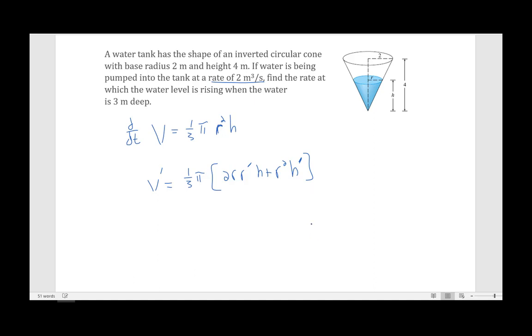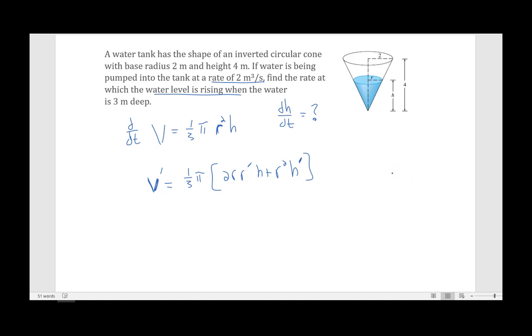So we're being asked, find the rate at which the water level is rising. So what's the rate at which the water level is rising? We're looking for the change of height over time, right? So h prime is what we're looking for. In order to find h prime, I need to know r squared, I need to know h, I need to know r prime, and again, we already know r, we can find r squared, and we know V prime, that's given to us. So V prime is given, and then we need to find r and r prime.